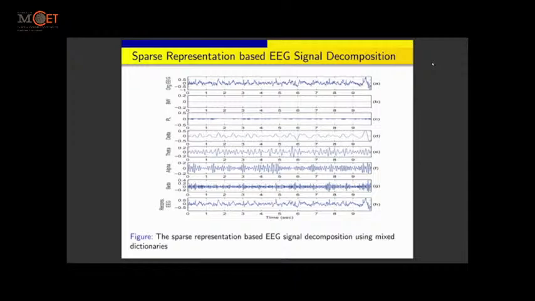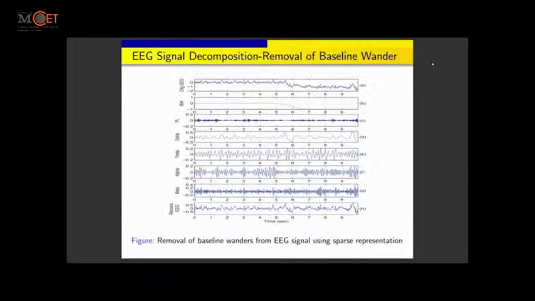So therefore, decomposition of the signal is most important, and also we have to suppress the power line interference and the baseline wander. In this case, you can see the same EEG signal, which has drifted from the zeroth line. Then if you apply sparse signal decomposition, you can get the drifted waveform and power line interference, and delta, theta, alpha, and beta. So by considering only delta, theta, alpha, and beta and their features, I can classify the EEG signal by discarding the baseline wander.